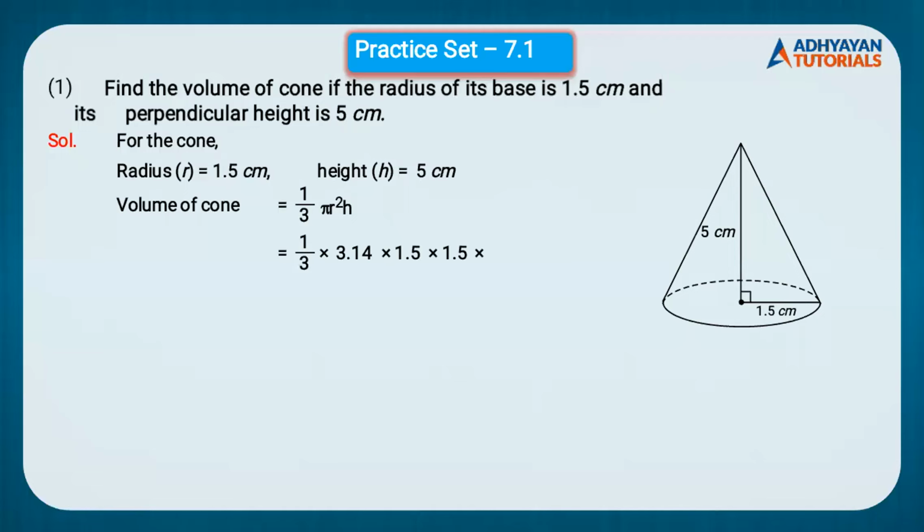H is 5 centimeter. Now students, if you have to calculate this, 1.5, if you assume it as 15, then we can do the calculation. So 3 ones are 3, 0.5, because normally 3 fives are 15, but it is not 15, it is 1.5. So 3 0.5. So now we are left with 3.14 into 0.5 into 1.5 into 5.